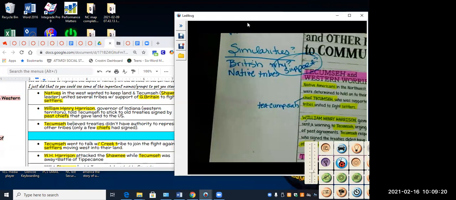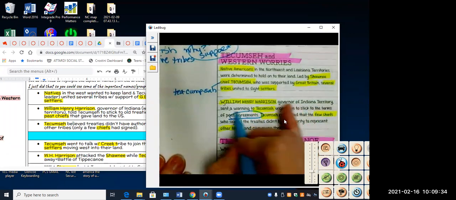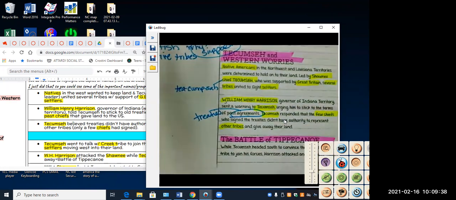Okay. So when you look back at the article, it says William Henry Harrison, governor of Indiana Territory, sent a warning to Tecumseh, urging him to stick to the terms of past agreements. And these past agreements are going to be treaties. Tecumseh responded that few chiefs who signed the treaties didn't have authority to represent other tribes and give away their land. And so that's what we've got in here.